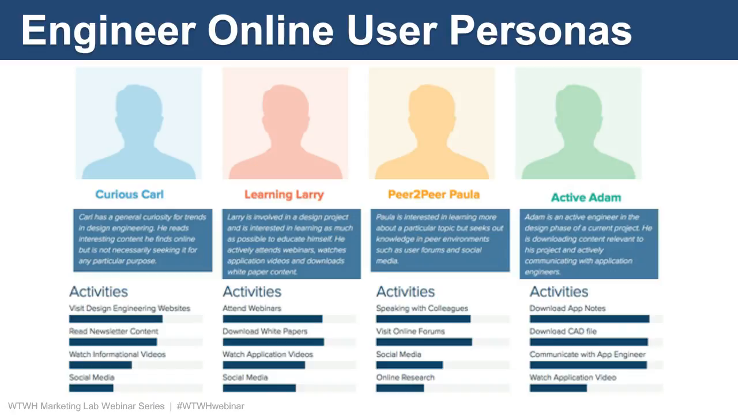Lastly, we have Adam, and he's ready to go. He's the prime target for making the buying decision. He's downloading CAD files, talking to application engineers, and watching application videos. He's in the midst of a project and needs specific information. Make sure you can apply your content strategy to these personas and offer content and resources to all of these users across the buying cycle.